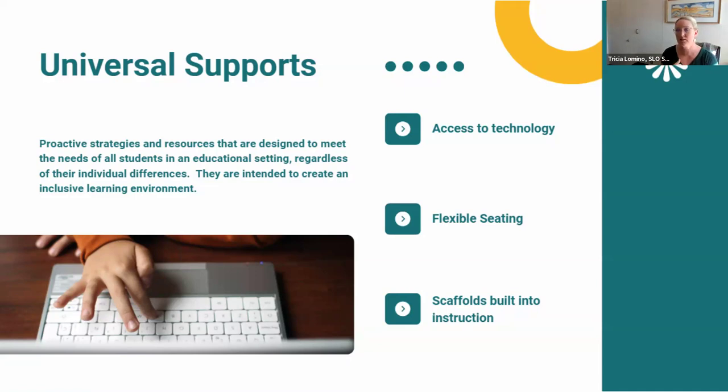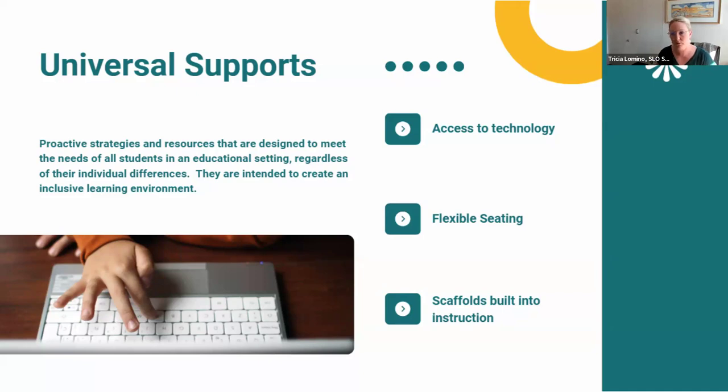Also flexible seating. More and more classrooms are incorporating it: some will have standing desks, and a student can say, I learn better if I'm sitting closer to the teacher or if I'm sitting further back. I think teachers are doing a better job at recognizing that we need different ways for students to be able to sit within the environment.